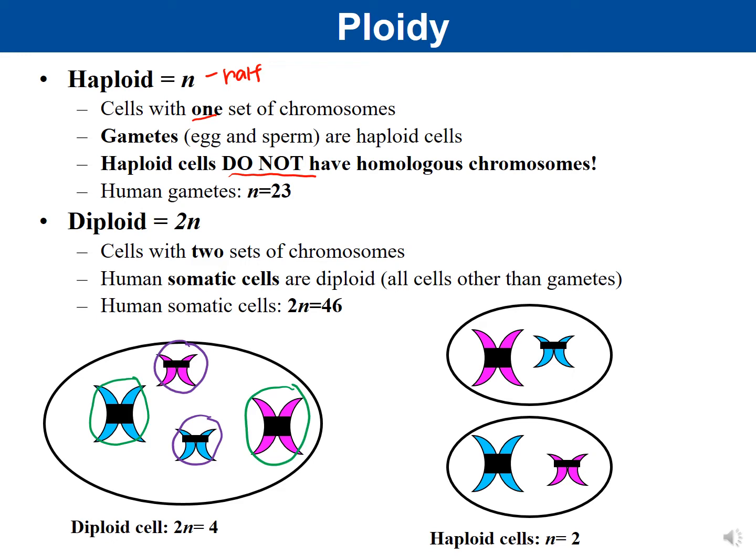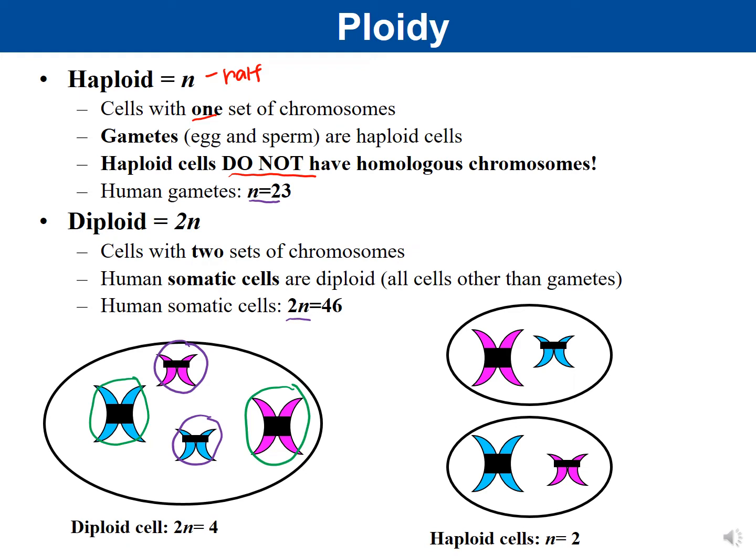So what cells in your body are diploid? Well, all of your somatic cells, which are basically all your cells except your gametes. So all the other cells in your body have 46 chromosomes. Now, you'll see that written also, gametes are N equals 23. So that means that there are 23 chromosomes in a haploid cell. Diploid, notice, is 2N. So N is 23, so 2 times 23. Diploid cells have 46 chromosomes.